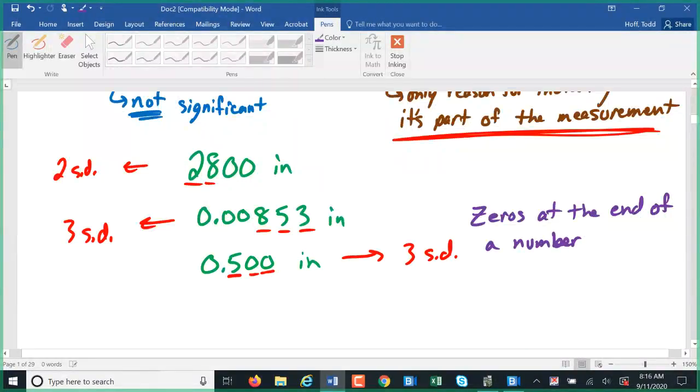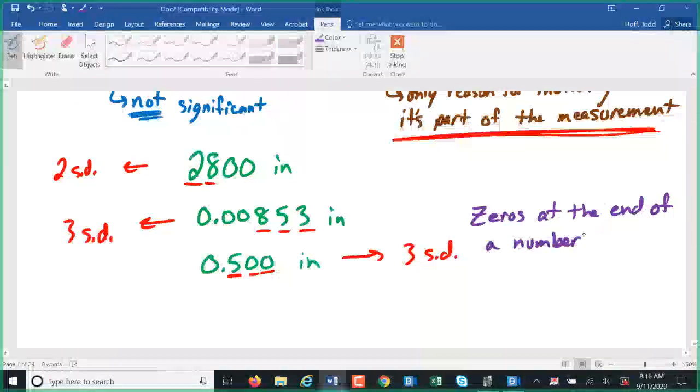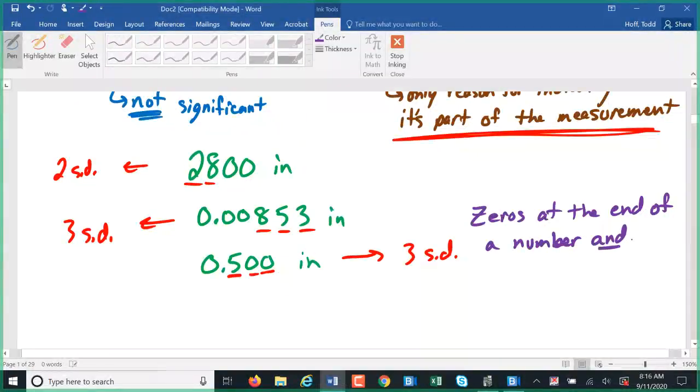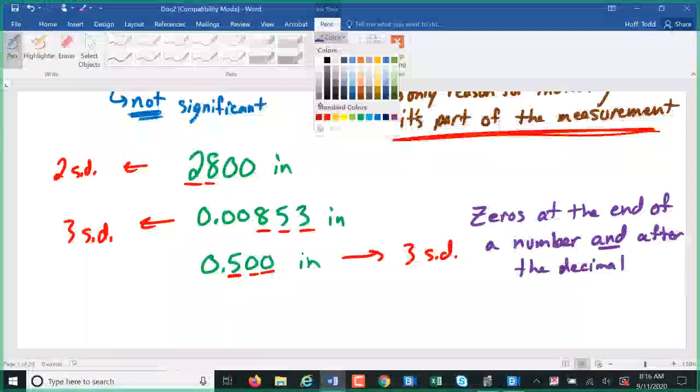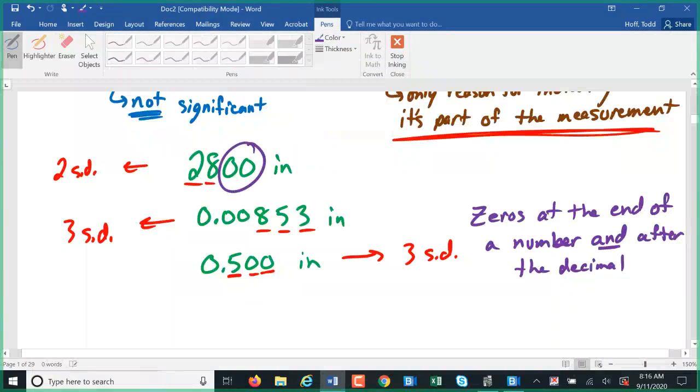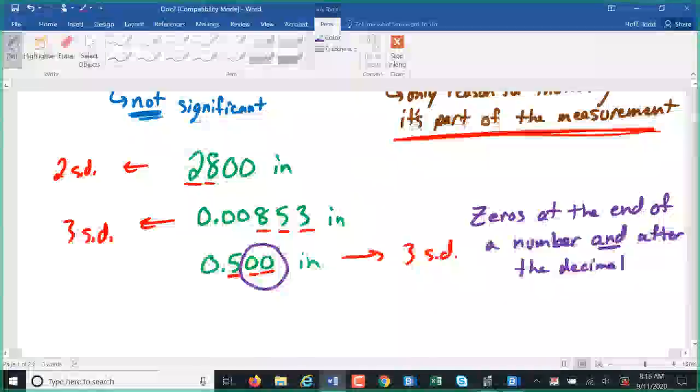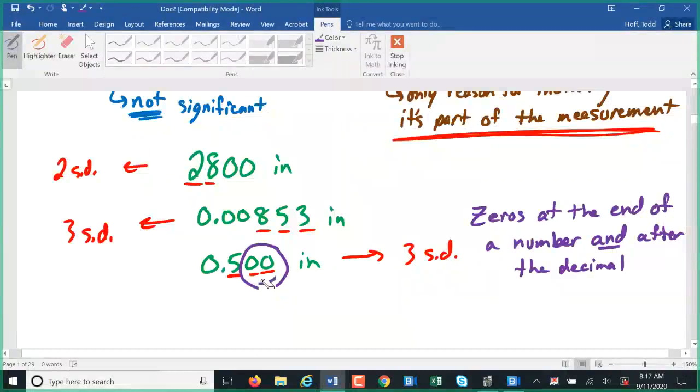One spot where zeros are not needed for the number, so therefore they must be part of the measurement, is zeros that are at the end of a number and after the decimal. It has to be both. Because up here, these zeros were at the end of the number, but they were not after the decimal. Those were not significant. These zeros were after the decimal, but they were not at the end of the number, so they were not significant. These two were both after the decimal and at the end of the number. So therefore they were significant.